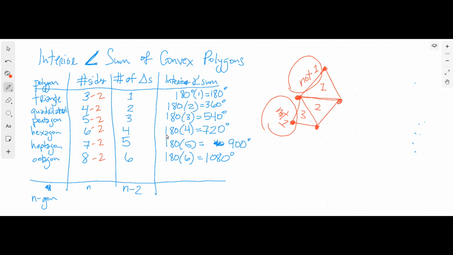And this formula here, if I go through and highlight the numbers that change, that matches these numbers here, which means that my formula should have the format 180 times n minus 2, because that's the same thing. So this is the formula for the interior angle sum of convex polygons.